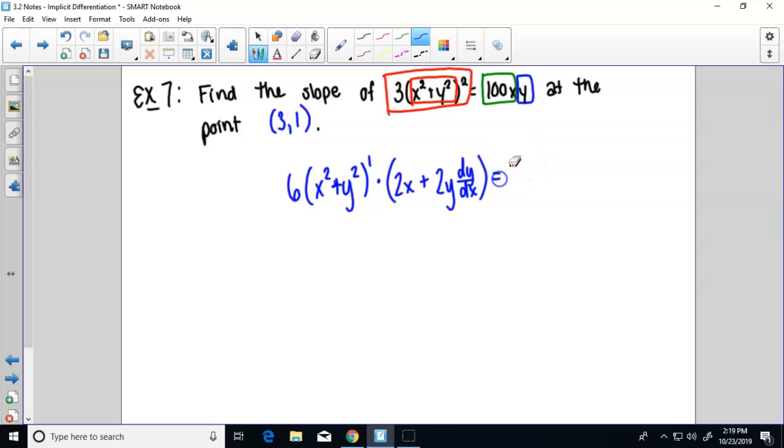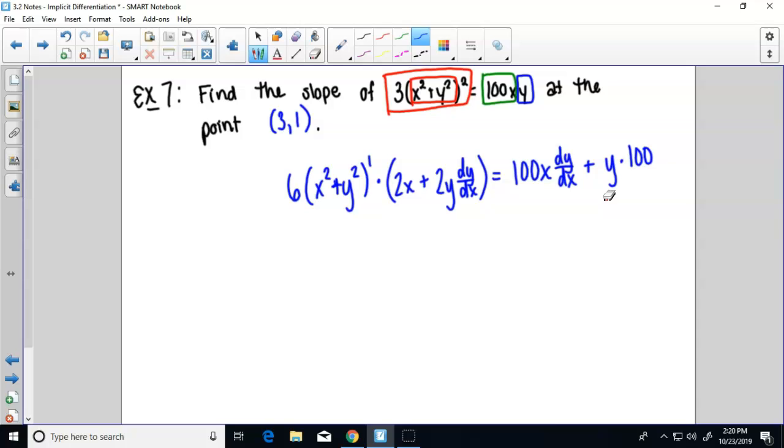And then on the right hand side, you've got to use a product rule here. So you'll have 100x times the derivative of y, which is dy/dx, plus y times the derivative of 100x, which is just 100. Okay, so this is going to get worse before it gets better at first. On the right-hand side, nothing's too bad there. You just have a couple of things to clean up.